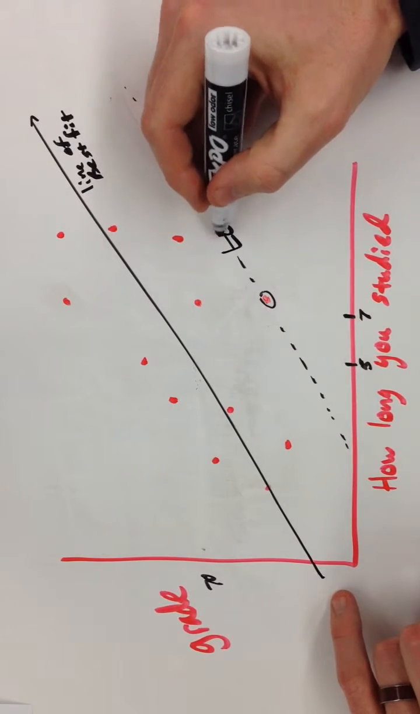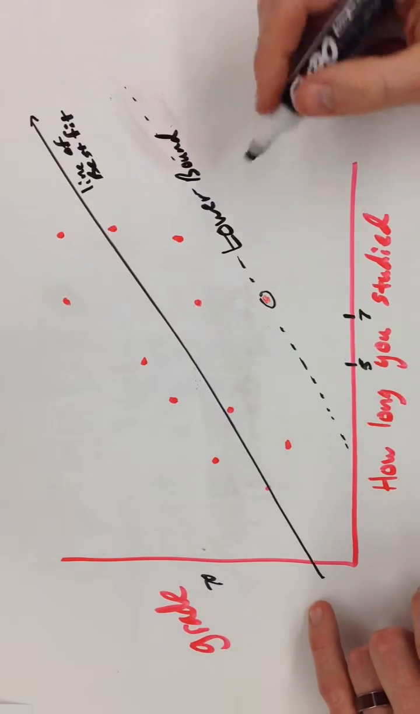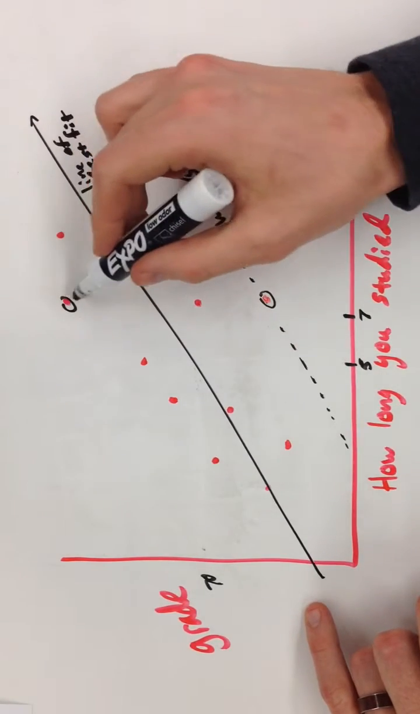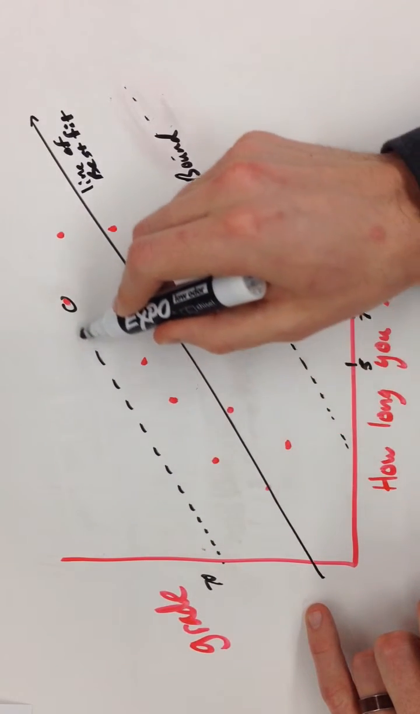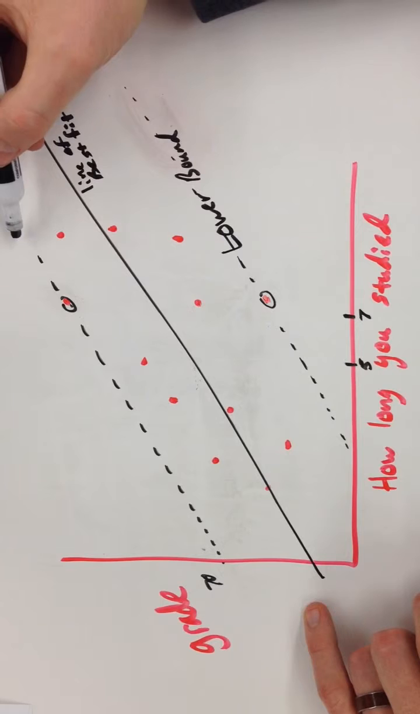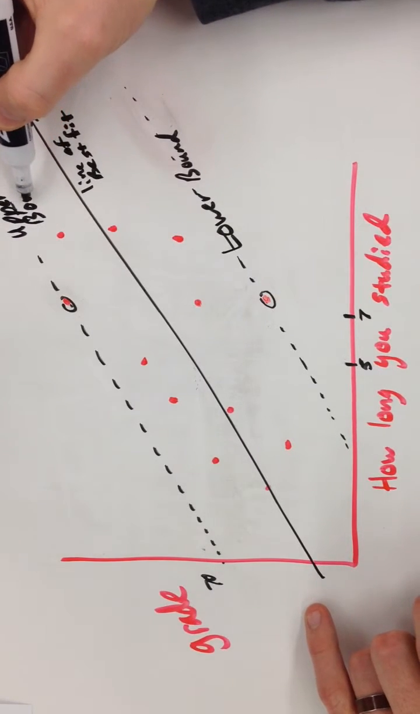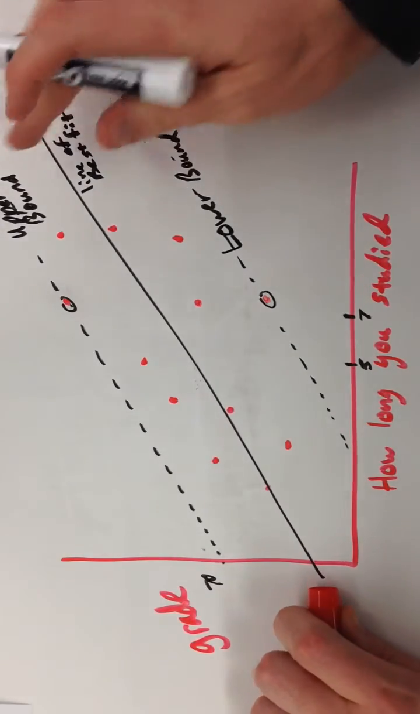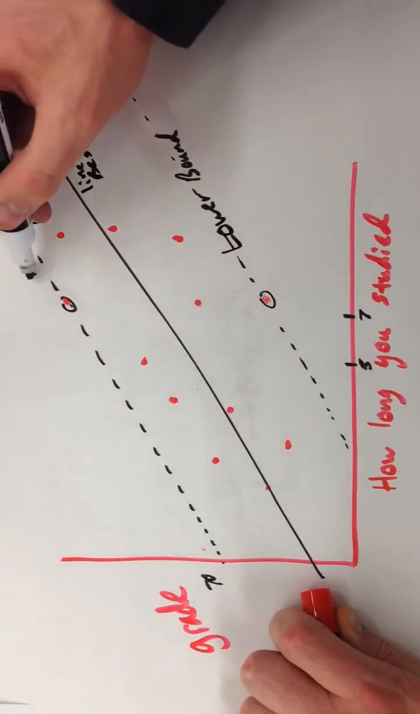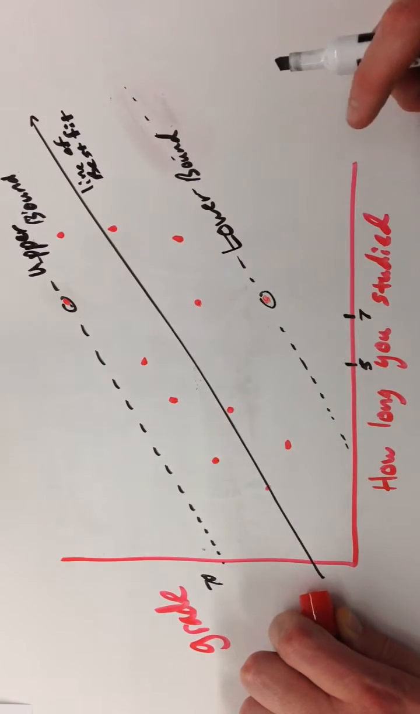This is called the lower bound, right? And I'm going to do the same thing on the top. I take the one that's farthest away, and I make a line parallel to my line of best fit. I'm going to call that the upper bound. Right? I just realized I did that a little off screen. And that is the upper bound.